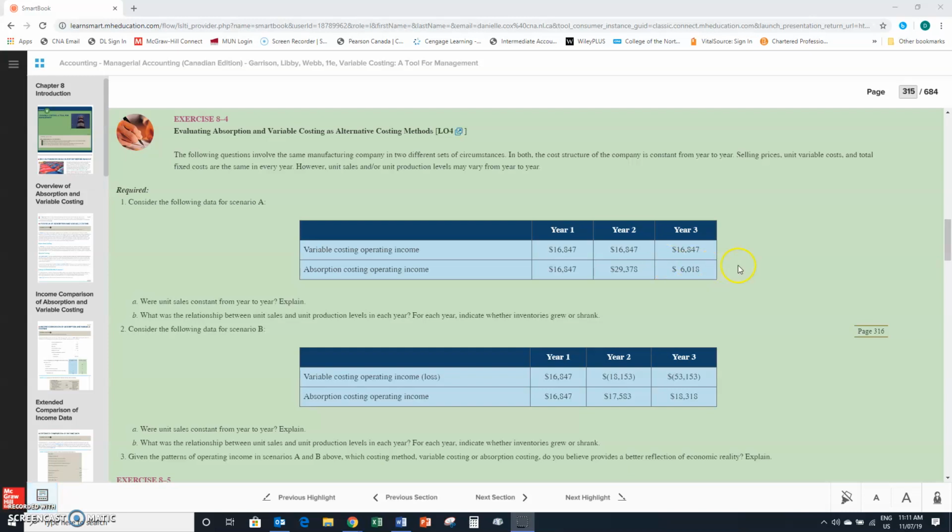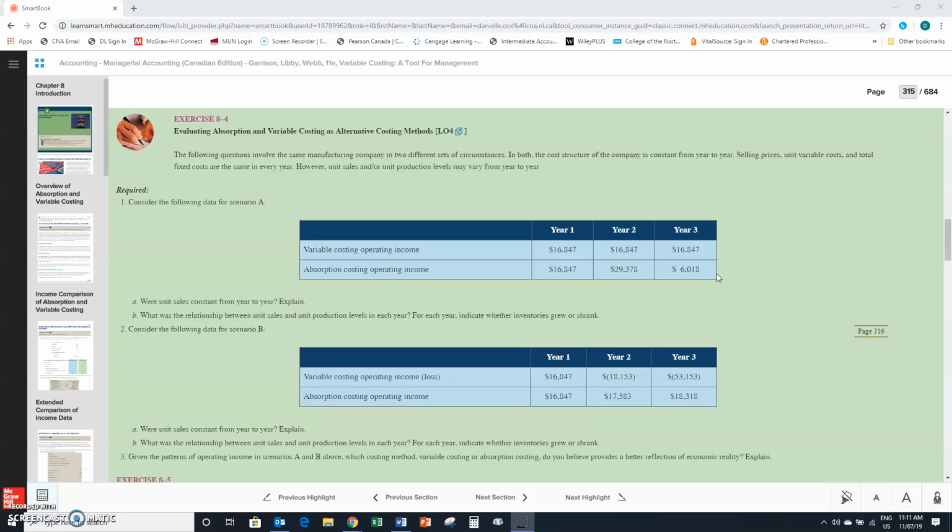And then the following year, the opposite happens. Income is higher under variable costing and it's lower under absorption costing. So if income under absorption costing is lower, that means there were more expenses that year. And for there to be more expenses, it would mean that some of the fixed manufacturing costs that were deferred in year two are now happening this year.